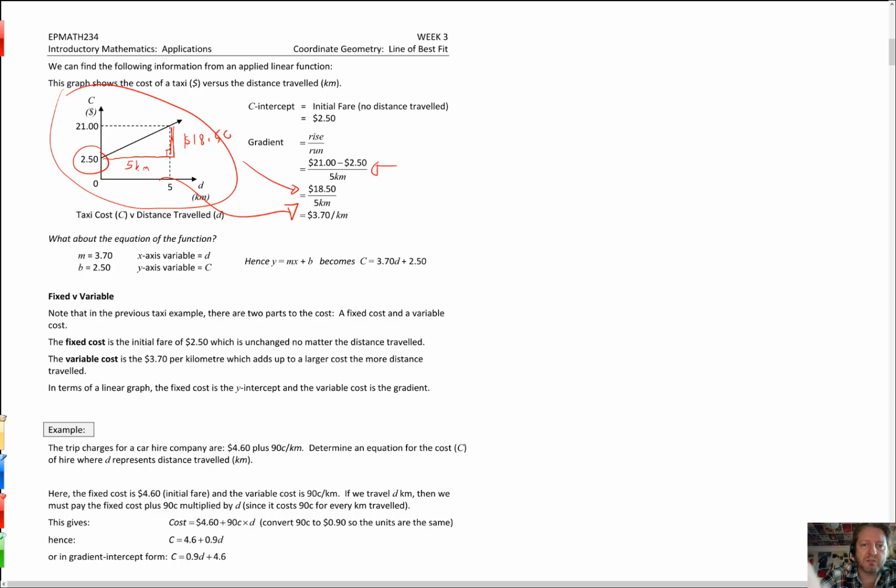So if I'm trying to find what's the equation of the whole function, it still all comes back to last week's y equals mx plus b. y was whatever the y-axis was called, x was whatever the x-axis is called, m was the gradient, and b was the y-intercept. Now in this case, it's not the y-axis, it's the c-axis. So let's replace y with a capital C. Equals, the gradient we just said is $3.70 per kilometre.